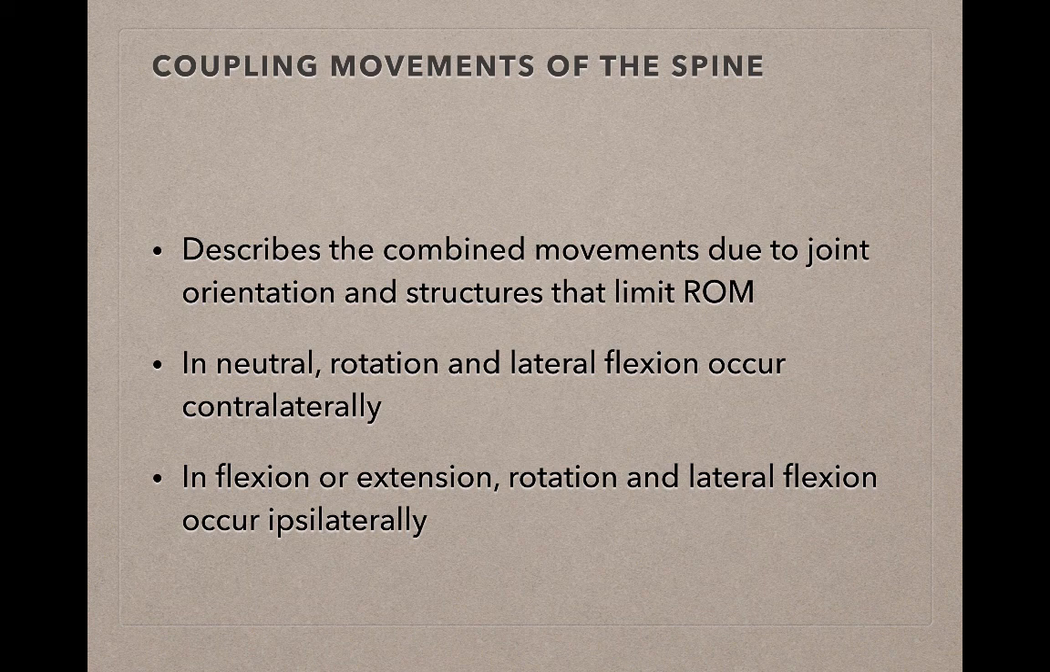In a neutral spine, side bending occurs to the opposite side of rotation. So for example, if you laterally flex to the right, rotation is going to occur to the left. In a spine that is either in flexion or in extension, side bending and rotation occur in the same direction. So for example, if you side bend to the left, there is also going to be left rotation occurring simultaneously.